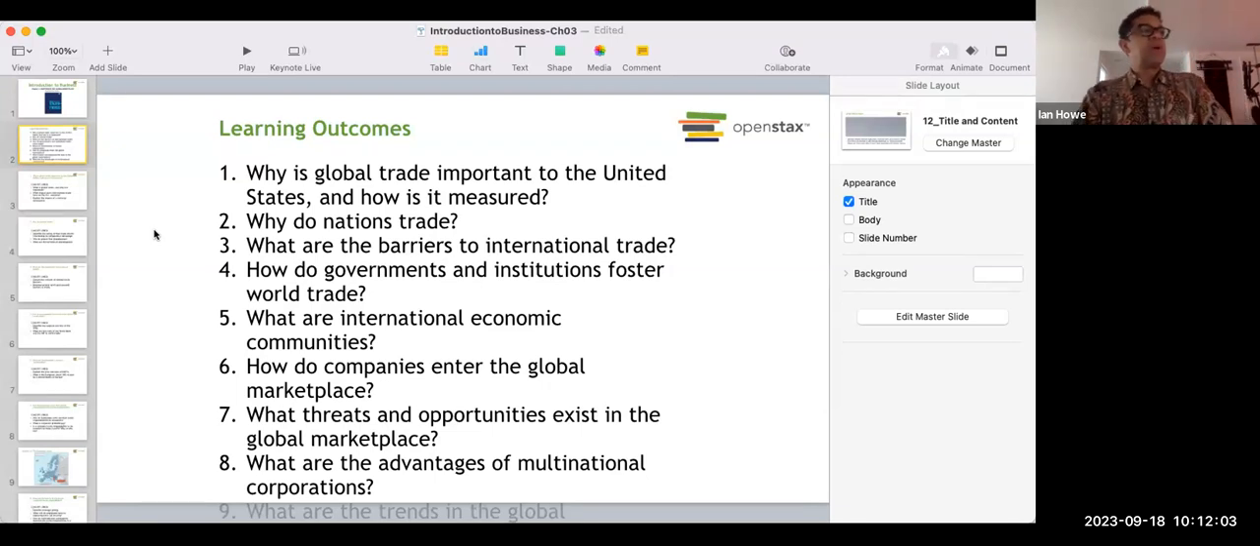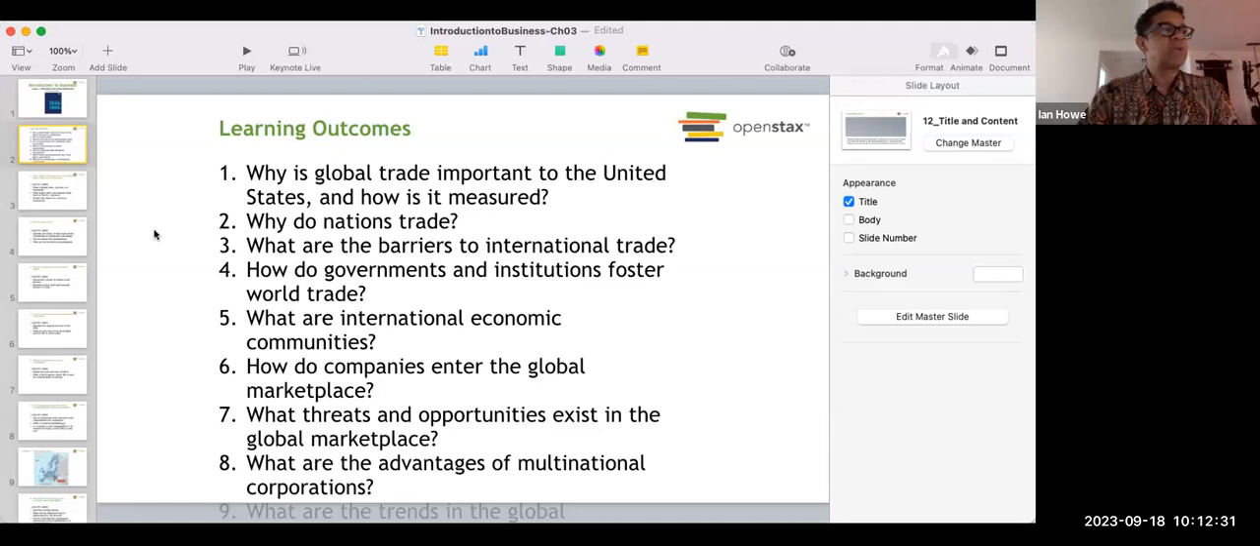Why do governments, it almost sounds like the number two, but why do governments and institutions foster world trade? So number two is, what is the benefit? What's the upside? Number four is, from the governmental standpoint, what do they do to enable this, right? So there are benefits, and then there are ways to enable it. And we'll get into the detail of that.